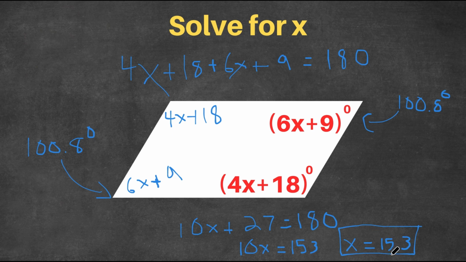And now let's plug in 15.3 for 4x plus 18. So I'm also going to use a calculator to solve this to save time. So if this angle is 79.2 degrees, then so is this angle, because these two are vertical angles. So now we found the value of x using these two angles, as well as the value of all our angles in this parallelogram. So this is how you use the properties of parallelograms to solve for angles.